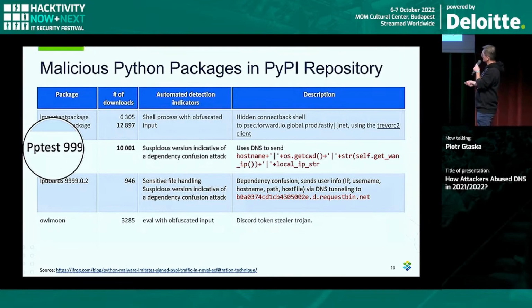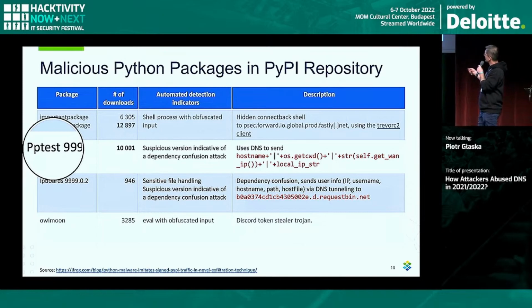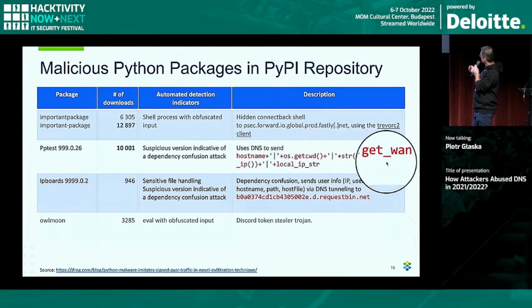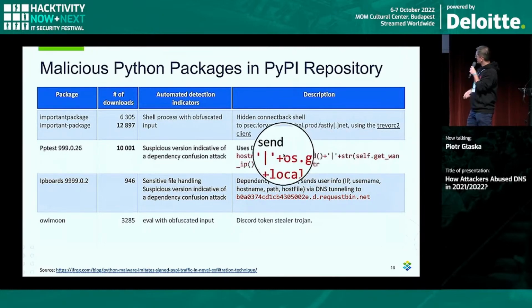And here, those examples also were using DNS for some data exfiltration over DNS. For example, this one is similar to what Alex did, exfiltrating hostname, current working directory, and local IP address.